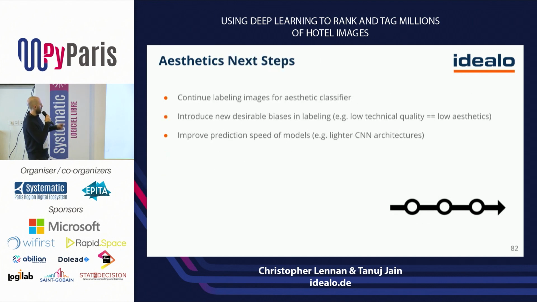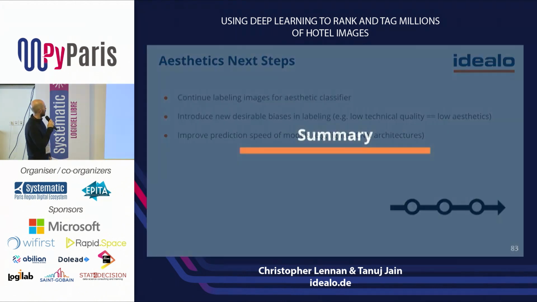And we will continue labeling images for the static classifier, and maybe also introduce new biases that we find desirable. For example, maybe also including technical quality. And we continuously try to improve the prediction speed. So that's why we also went for MobileNet, for example, because it's a very lightweight CNN that's quick to predict.